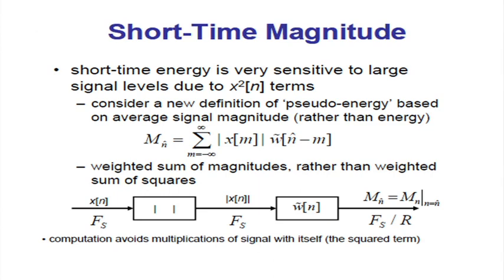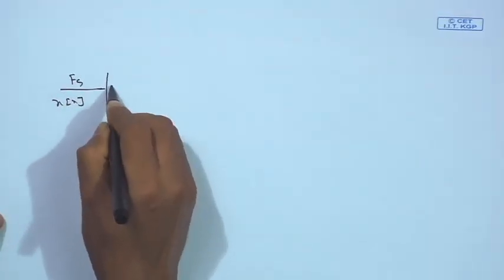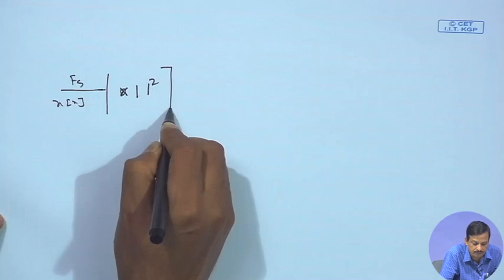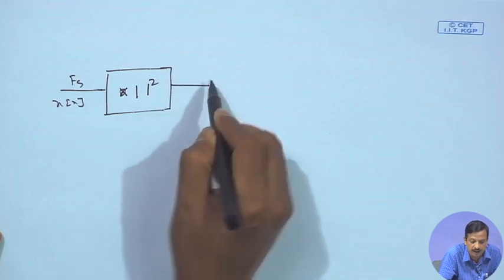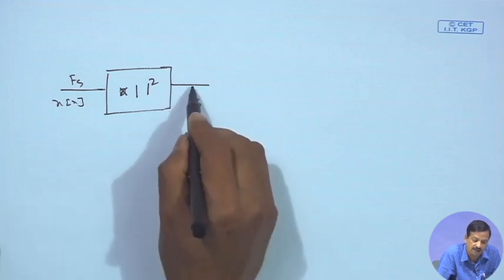Now, if I draw this diagram, what is the diagram? Here is x n, this is f s. If it is energy, then this function is square. So, if it is short term energy, this is my signal x n, whose sampling frequency is f s. The operator is square. I take the signal square, then I pass the signal. Every sample is squared, the rate is still f s.